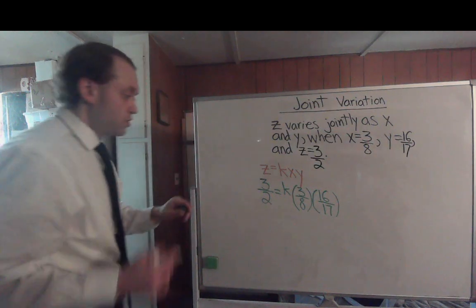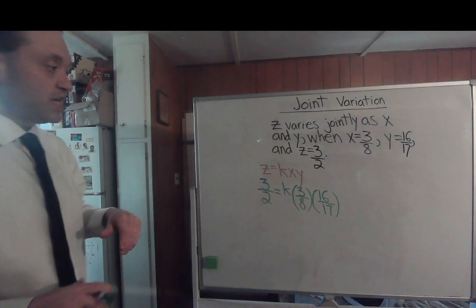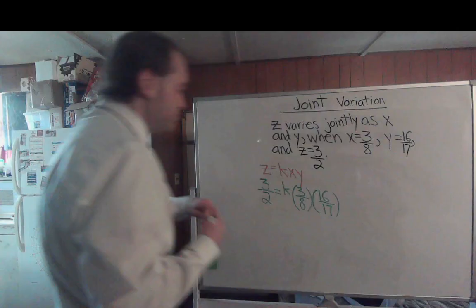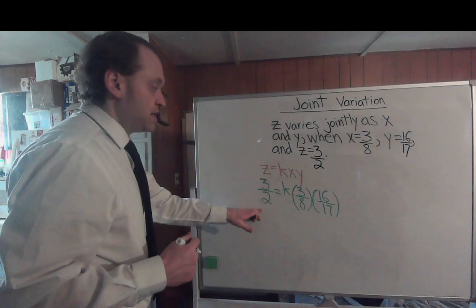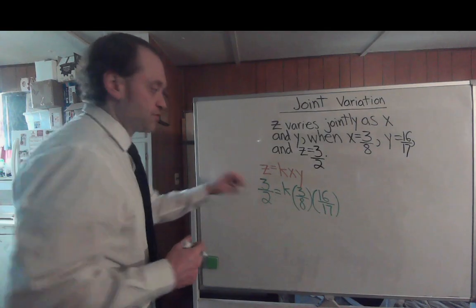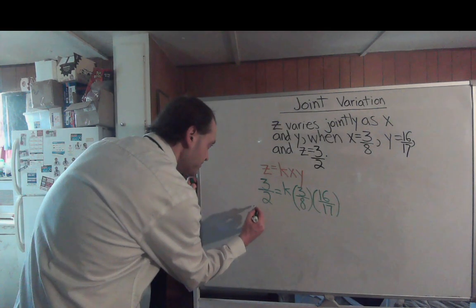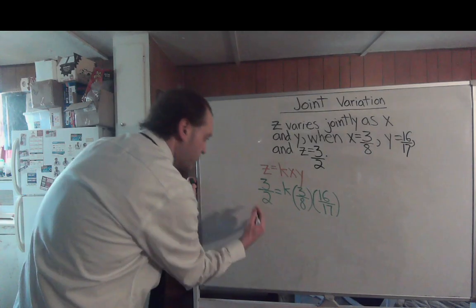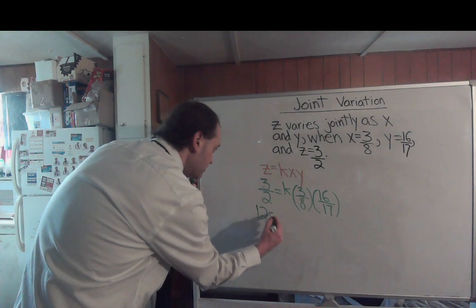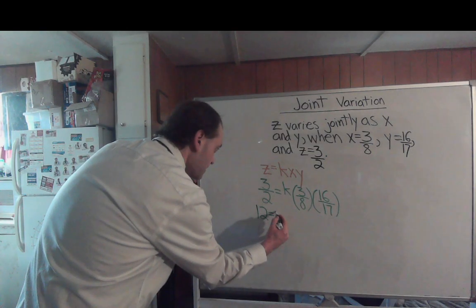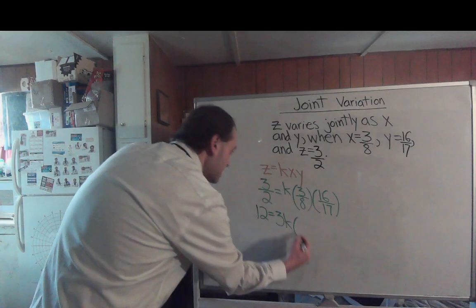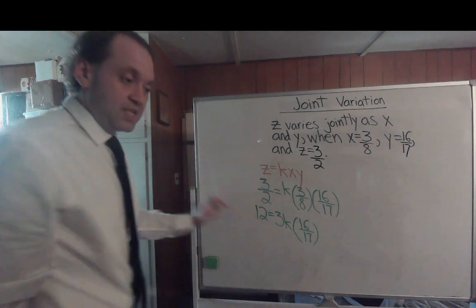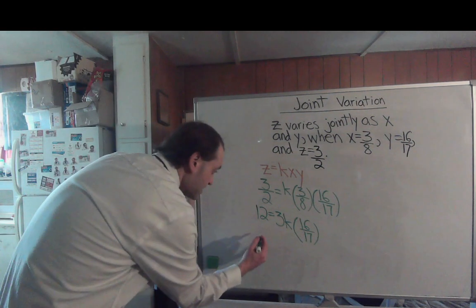All right. I'm actually going to suggest we try to get rid of the 3/8 first. So multiply both sides by 8. You would end up getting 4 times 3, which would be 12. So, 8 times, let's see, 8 divided by 2 is 4. So 4 times 3 is 12. You would get 12 equals 3K times 16/17.